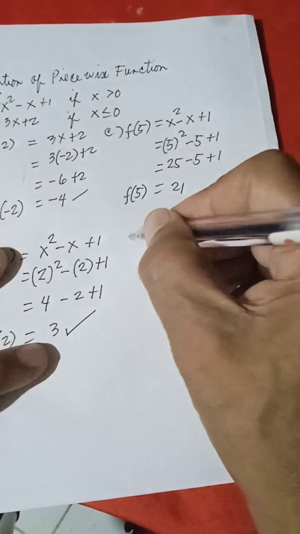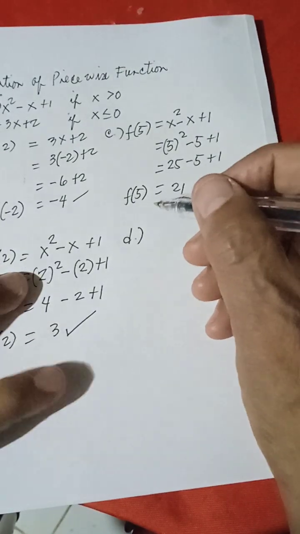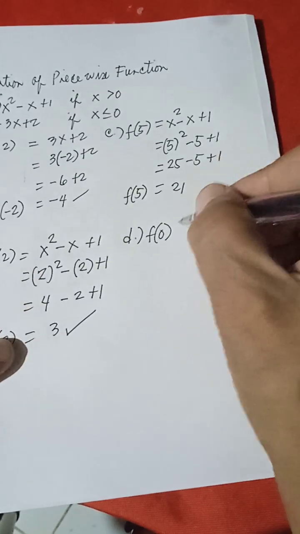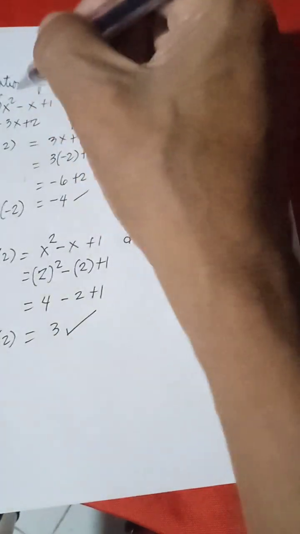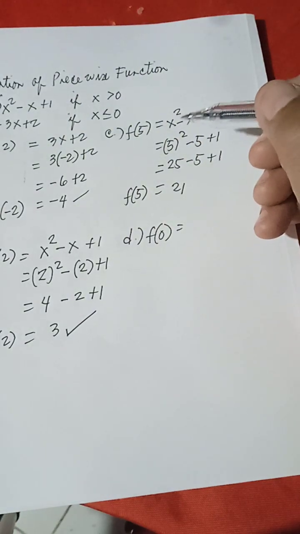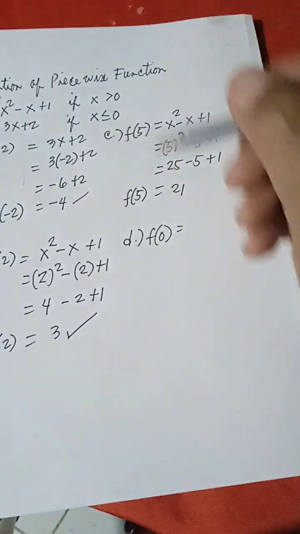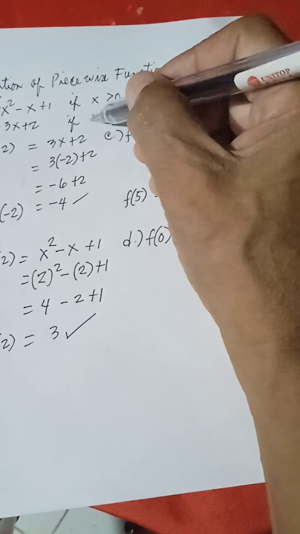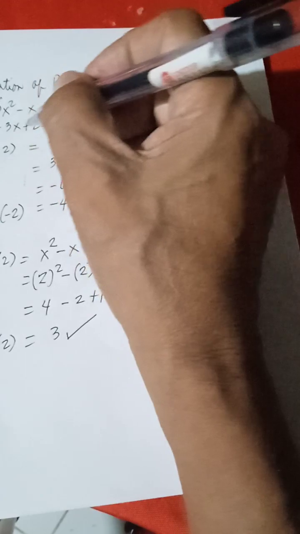Next, letter D, f of 0. If the domain is 0, what sub-function shall we use in the piecewise function? Is it here? It is x is greater than 0, so no. Here we have x is less than or equal to 0, so there is an equal sign here, so x equals 0. So we'll use this 3x plus 2.